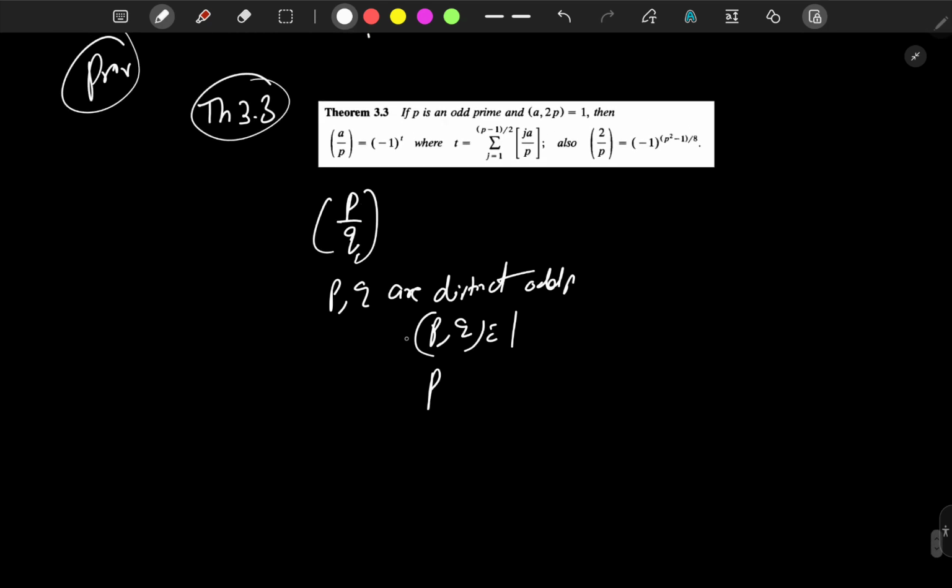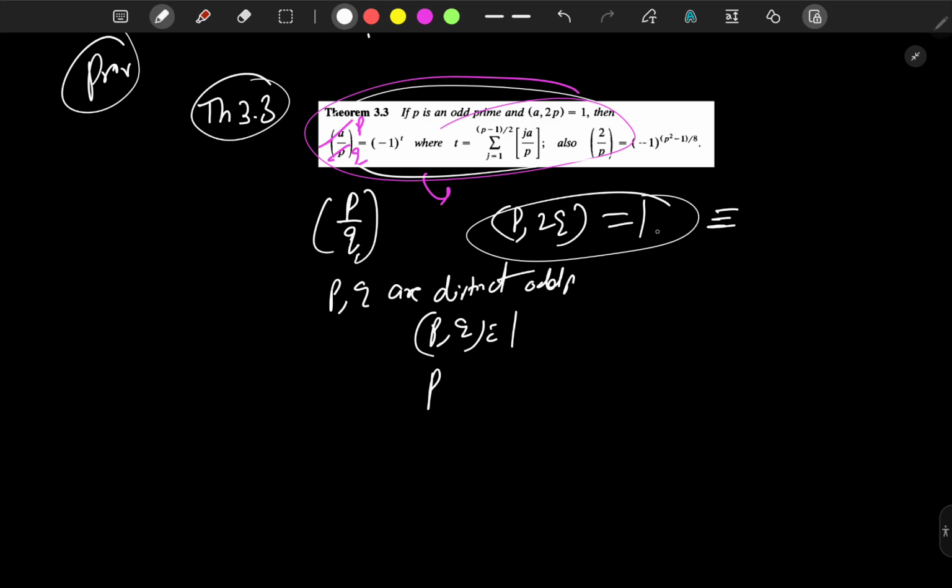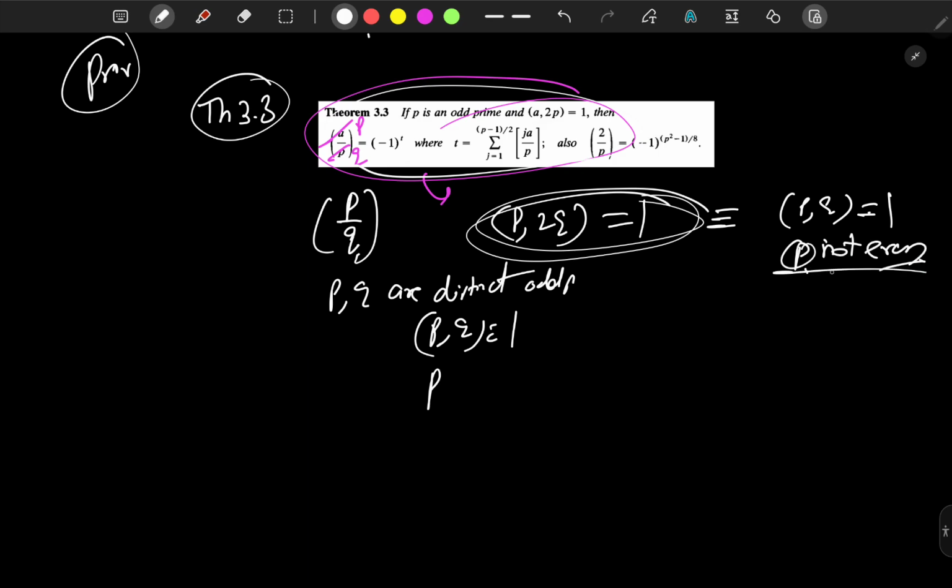So can I conclude like this? I am applying this theorem with a equal to p, and p as q. Why can I apply the theorem? Because this condition is satisfied, that is gcd(p, 2q) is 1. Remember this is equivalent to gcd(p, q) equals 1 and p is not an even number. Since p is odd, it is satisfied, and these are prime numbers, so this is satisfied. So I can apply this theorem 3.3.